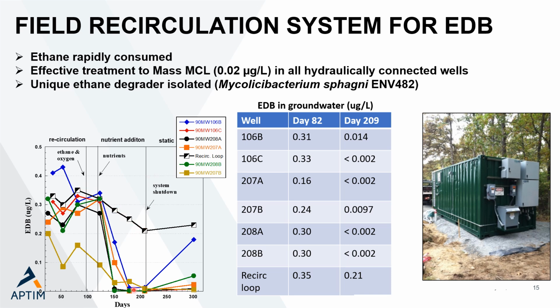When we shut the system down, we see some rebound in some of the wells, but it takes a fairly long time, and there seems to be continued activity in some of these wells over a period of almost another 100 days. At day 209, when we shut the system down, you can see these were the concentrations in all of the well-connected wells, and we had achieved the Massachusetts MCL of only 20 parts per trillion in all of these different wells. We also isolated a bacterium that grows on ethane and degrades EDB, and we're studying it in our laboratory right now.